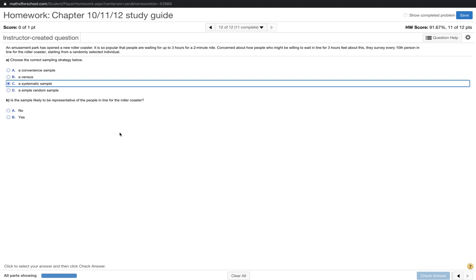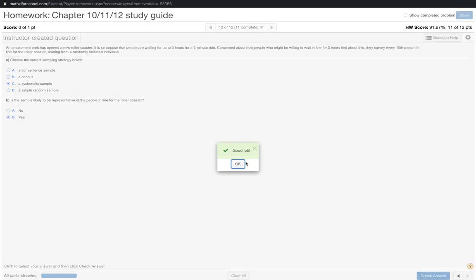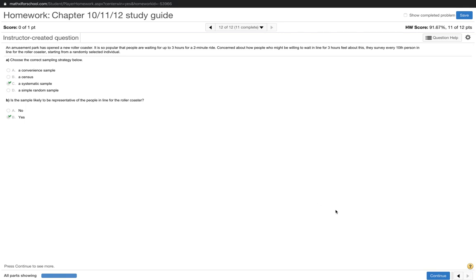Is the sample likely to be representative of people in line for the roller coaster? Well, they're surveying every 10th person in line. So they're not surveying every 10th person as they're entering the park or exiting the park. I think that was the example given in the assignment. They're actually surveying every 10th person in line for the roller coaster. So as long as they're following that to a T, is it likely to be representative? Yes, of course it is. And that is it.